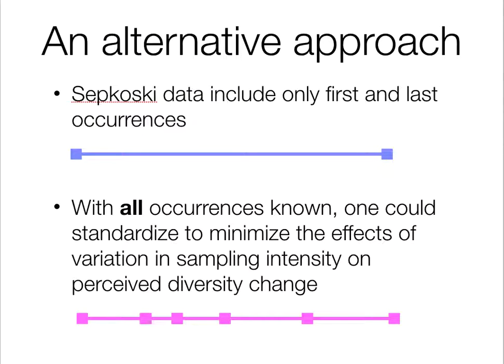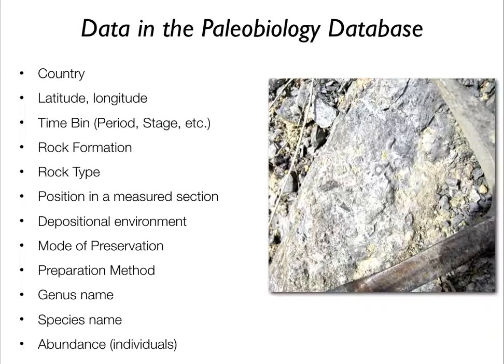Okay, so fast forward to the Paleobiology Database. Sepkoski and all these other guys, their data only included first and last occurrences. It didn't include occurrences in between. With all occurrences known, you could standardize to minimize the effects of variation in sampling intensity on perceived diversity change. And this is exactly what was done with the Paleobiology Database, and I'll explain a little bit more as we go on. You've already seen the PBDB, you know what kind of information is included. Here's just a list of things that are included. Not only are FADs and LADs included, every single occurrence is included, depositional environment, mode of preservation, etc. So there's a lot more information included in this database than was included in Sepkoski's original database.